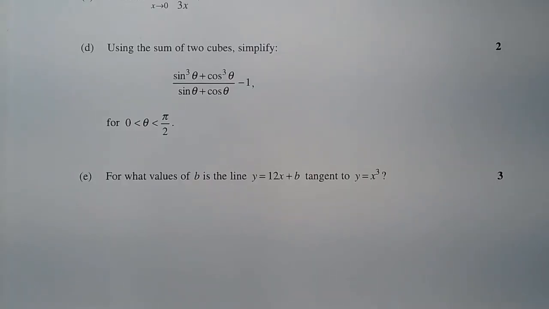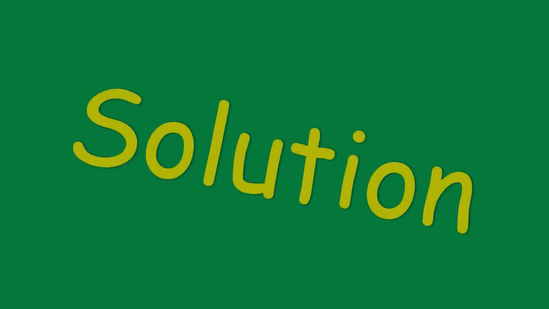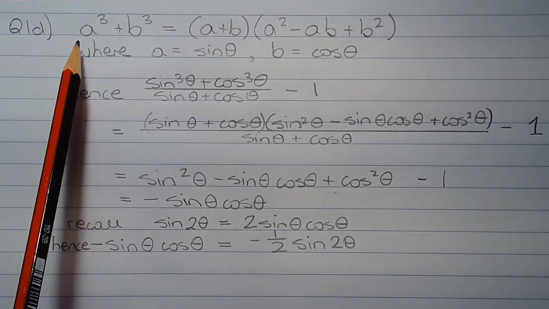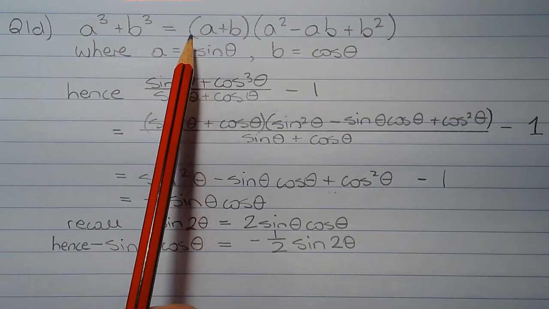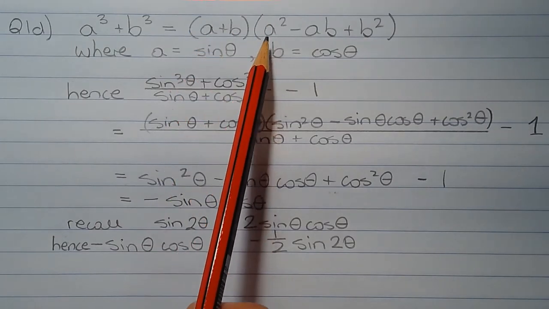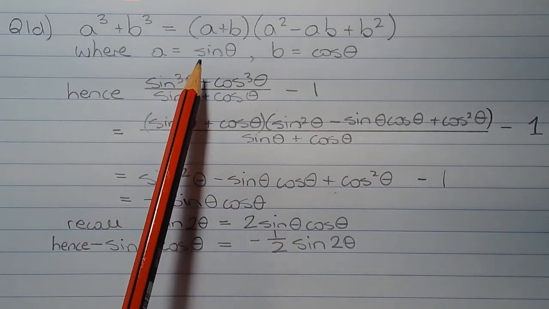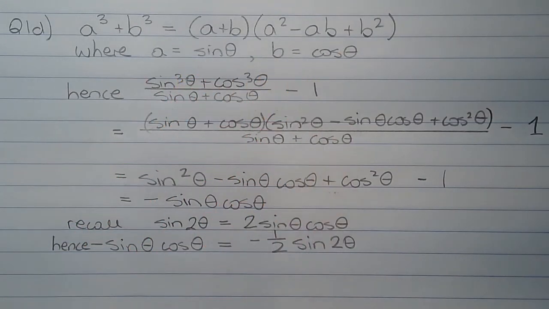Question 1d. Using the sum of two cubes, simplify sine cubed theta plus cos cubed theta over sine theta plus cos theta minus 1 for theta greater than 0 and less than pi over 2. A cubed plus b cubed factorizes into a plus b in brackets multiplied by a squared minus ab plus b squared. Now in this case, a represents sine theta and b represents cos theta.